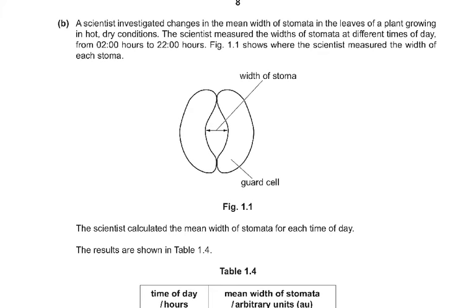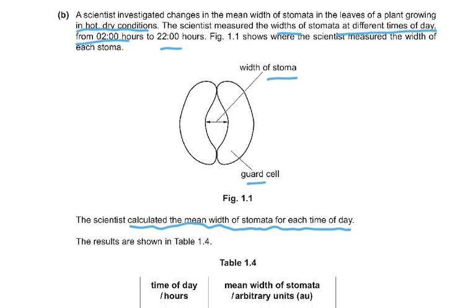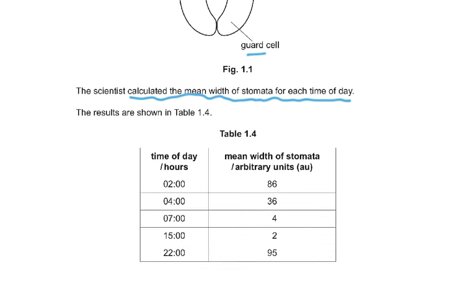Next comes the graph. A scientist investigated changes in the mean width of stomata in the leaves of a plant growing in hot, dry conditions. The scientist measured the widths of stomata at different times of the day, from 200 hours to 2200 hours, measuring the width of each stoma, the guard cell. The scientist calculated the mean width of stomata for each time of the day. The results are shown in table 1.4. So this is a table given to you.